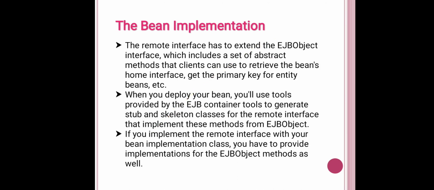The remote interface has to extend the EJBObject interface, which includes a set of abstract methods that clients can use to retrieve the bean's home interface, get the primary key for entity beans, etc. When you deploy your bean, you will use tools provided by the Enterprise Java Bean container to generate stub and skeleton classes for the remote interface that implement these methods from EJBObject. If you implement the remote interface with your bean implementation class, you have to provide implementation for the EJBObject methods as well.